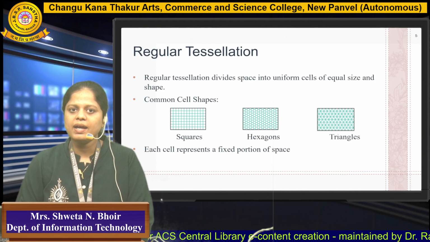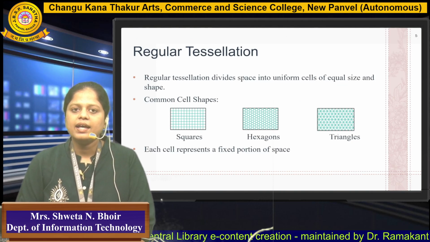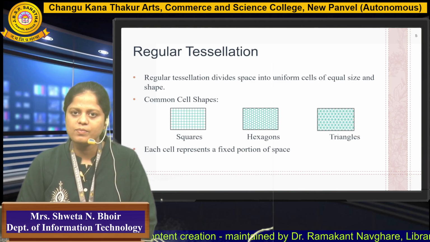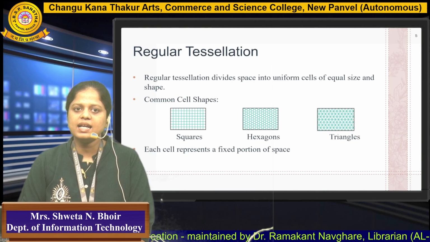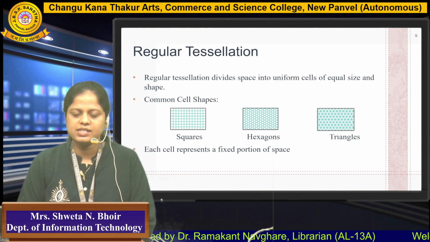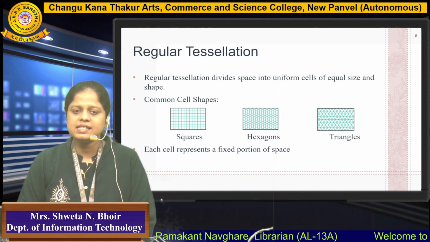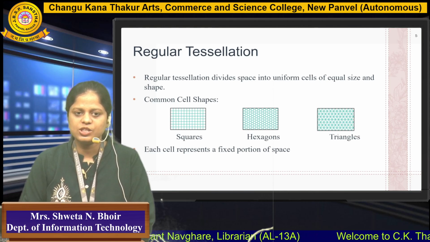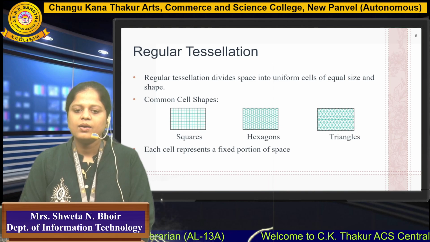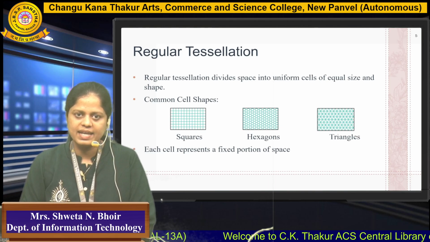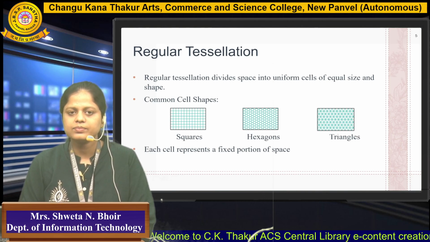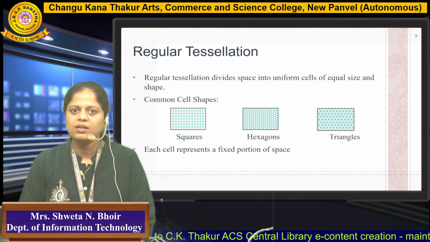So what is meant by regular tessellation, students? Regular tessellation divides the space into uniform cells of equal size and shape. Regular tessellation means it has the same shape and size. Whenever you are using any area, that area has cells of the same shape and the same size.